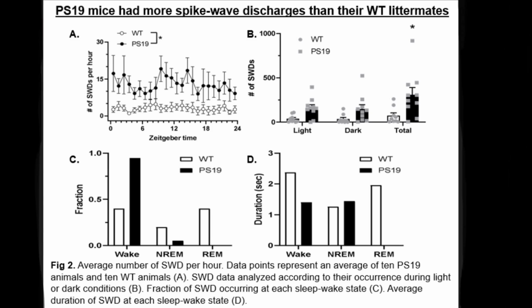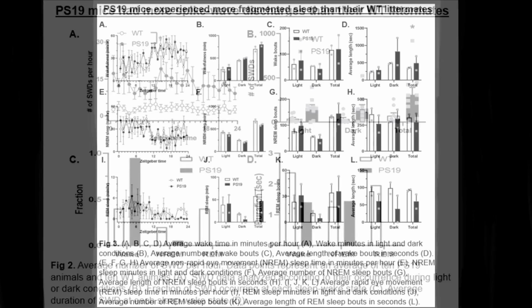Also, the wild-type mice showed discharges during rapid eye movement sleep, while PS19 transgenic mice did not. The discharges experienced by PS19 transgenic mice were between 1 and 2 seconds on average. The wild-type mice showed discharges which were a bit longer on average. The lack of spike wave discharges during rapid eye movement sleep for PS19 transgenic mice implies sleep disturbance.